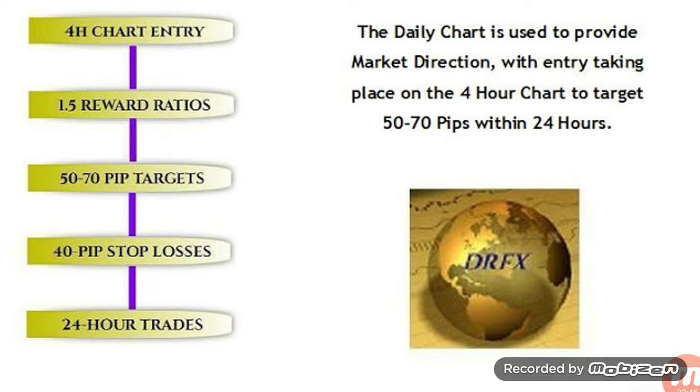Now, once any of those three trading opportunities have been identified, we then attempt to capture a trading gain of between 50 pips and 70 pips within 24 hours, using those signals provided by the daily chart and the 4-hour chart. In some cases, we would also target trading gains of between 30 pips and 50 pips, and also aim to capture these trading gains within 24 hours.